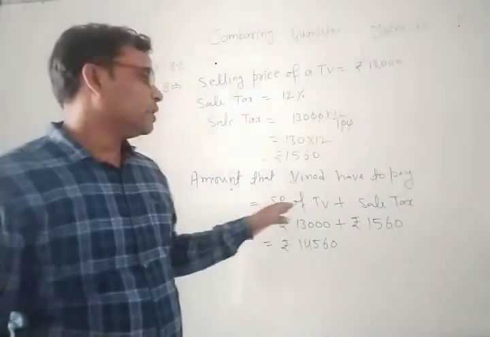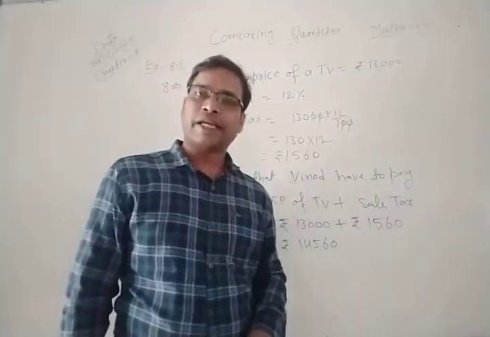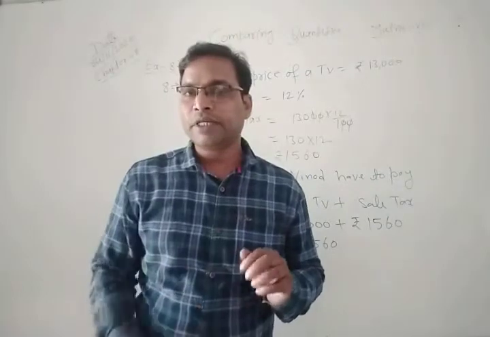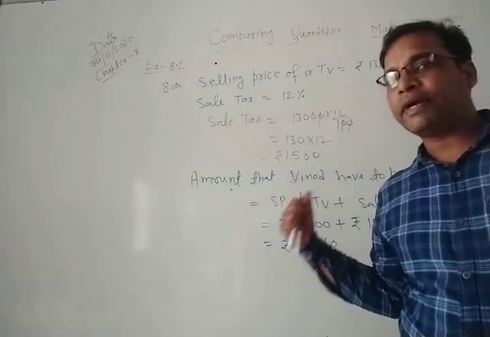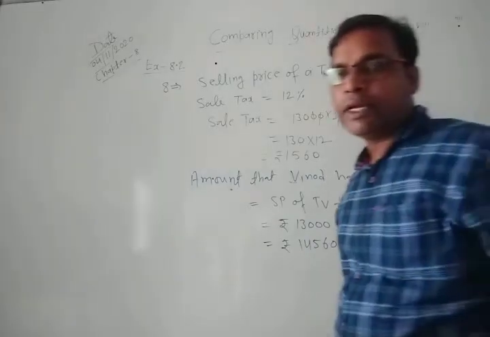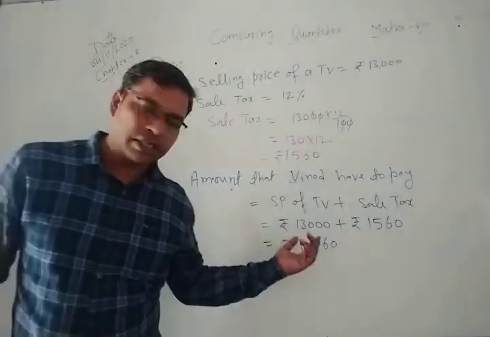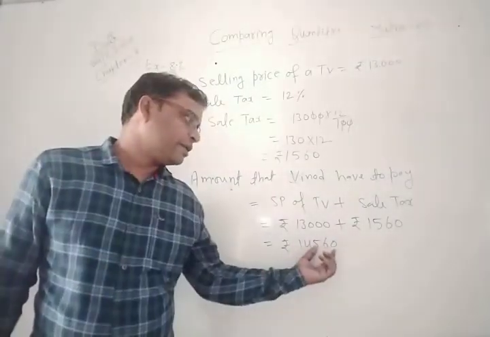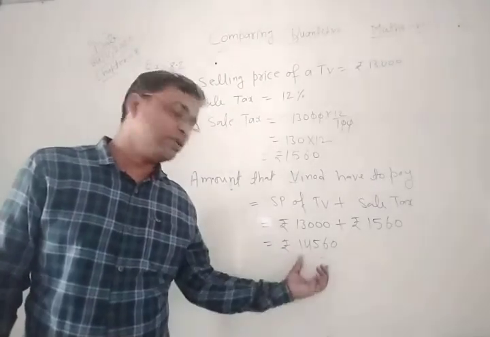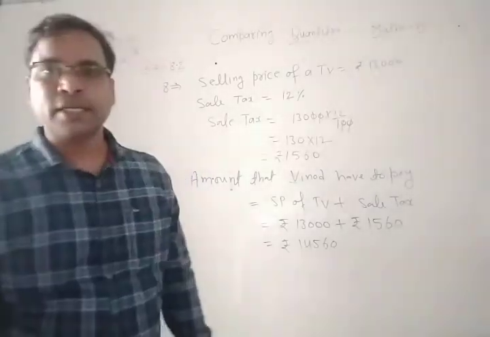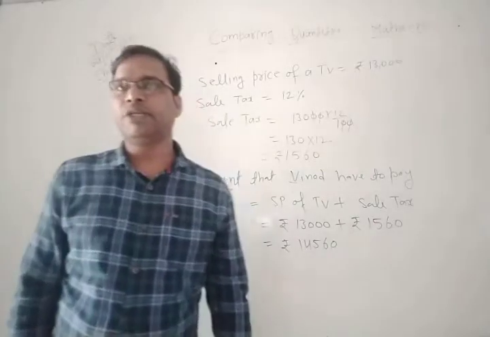Now, we need to find the amount that Vinod has to pay. So this is equal to the selling price of the TV plus sales tax. Okay. The selling price of the TV is given as 13,000, and the sales tax we found is 1,560 rupees. When you add this to the selling price of the TV, then you obtain 14,560. Okay, this is the amount that Vinod has to pay if he buys it. Clear? So now, students, I hope all of you understood these questions.